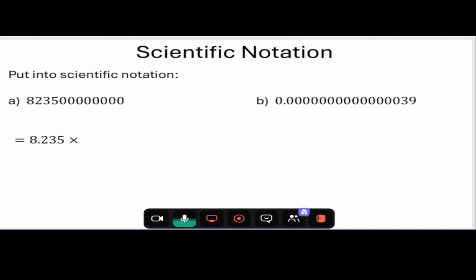So we have 8.235. By the way, you will notice that once things are in scientific notation, they are always in between 1 and 10, right? So 8.235. This one over here is going to be 3.9. They're never smaller than 1. They're never bigger than 10. So 8.235. And now let's count.